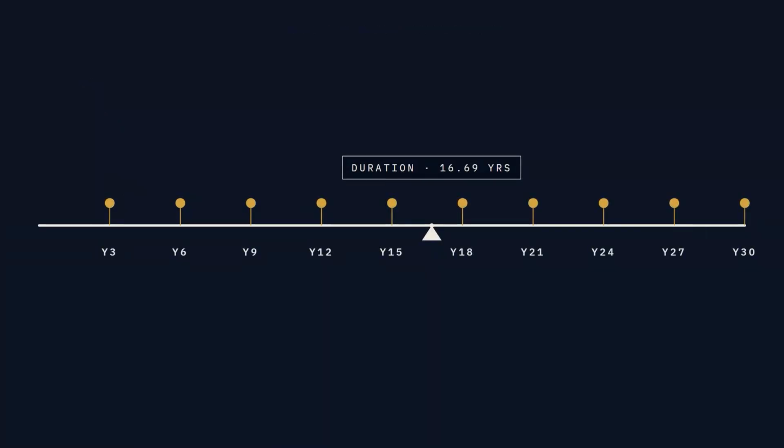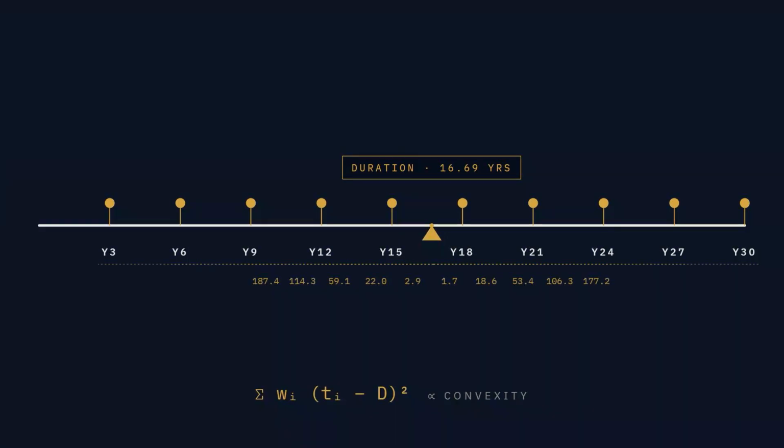On the seesaw, the picture is even cleaner. Modified duration tells you where the cash flow weights balance, on average, the location of the fulcrum. Convexity tells you how spread out the weights are around that balance point. The first quantity is a single average, the second is the variance around it, and we'll see in the next scene exactly why that distinction matters.